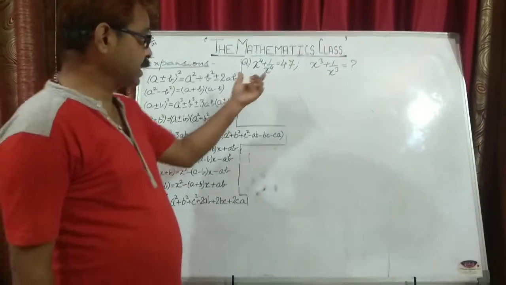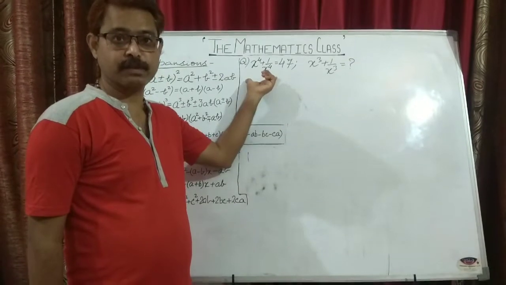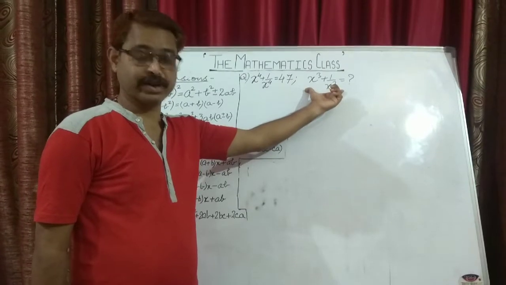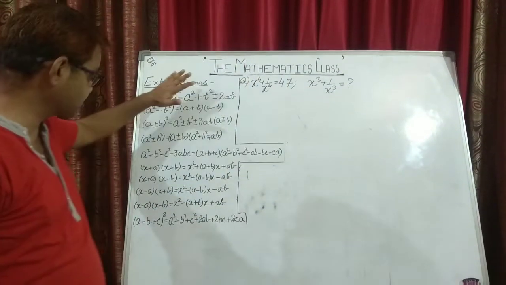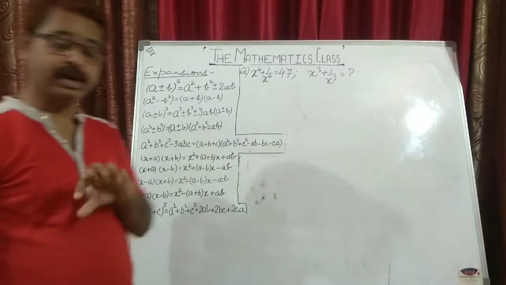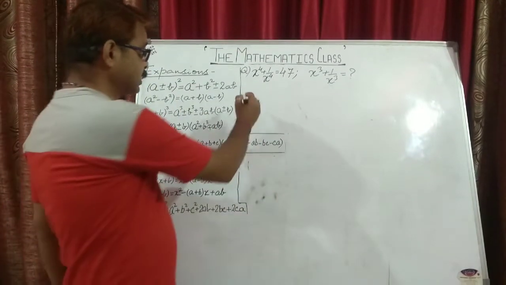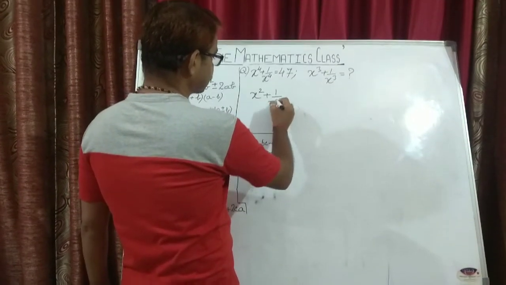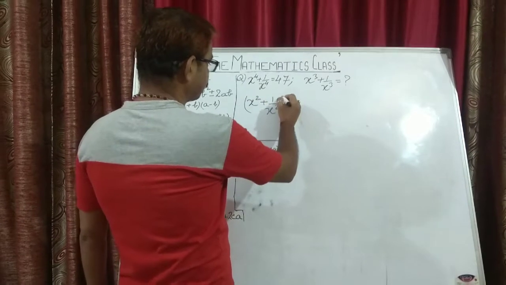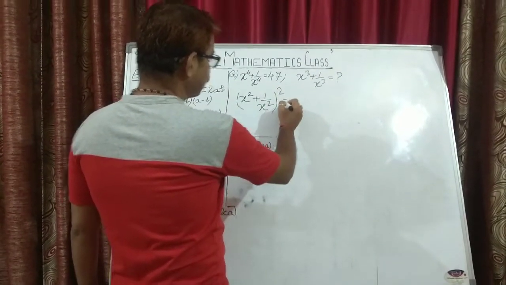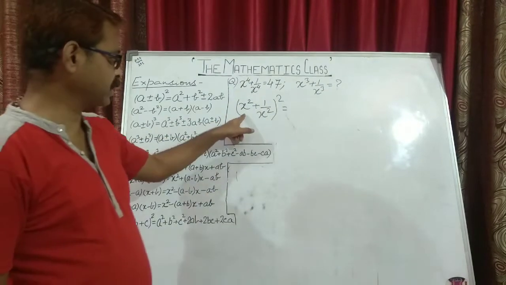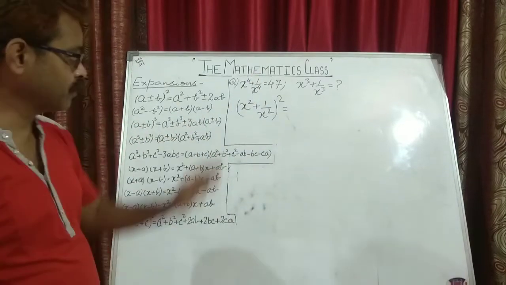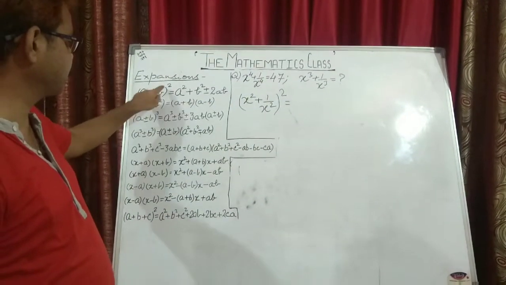Next question: x to the power 4 plus 1 upon x to the power 4 is equal to 47. Find the value of x cube plus 1 upon x cube. Now x to the power 4 is nowhere in this identity. But we can say that x square plus 1 upon x square, if you apply the formula of a plus b whole square, you will get a square, that is x to the power 4, plus b square, that is 1 upon x to the power 4, plus 2ab. So we will use the first formula, a plus b whole square.